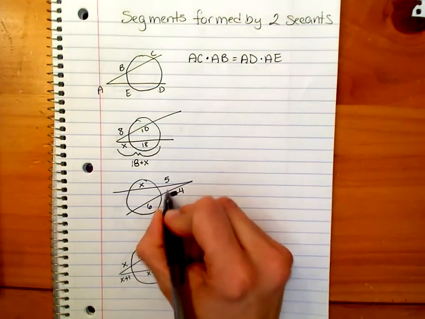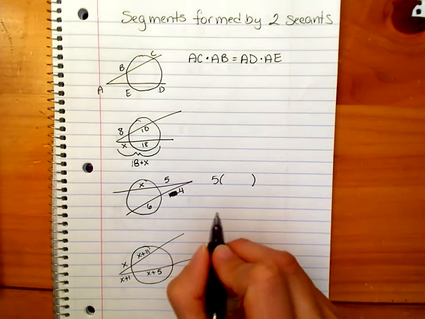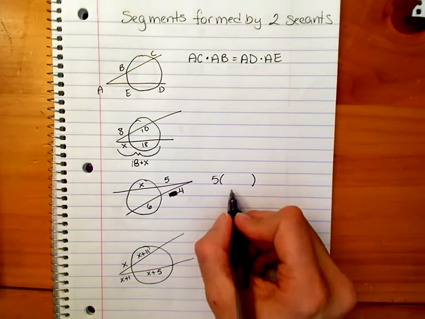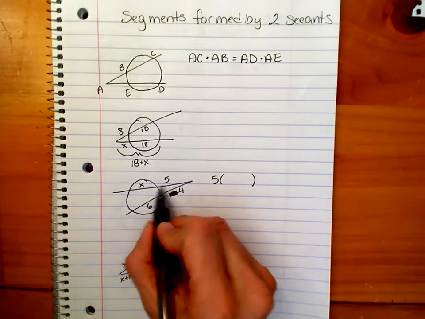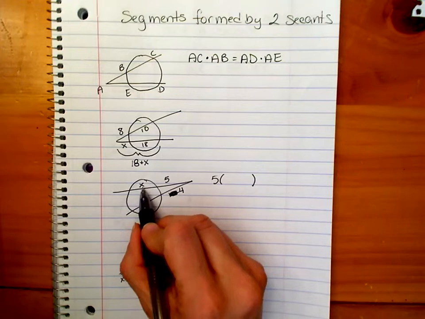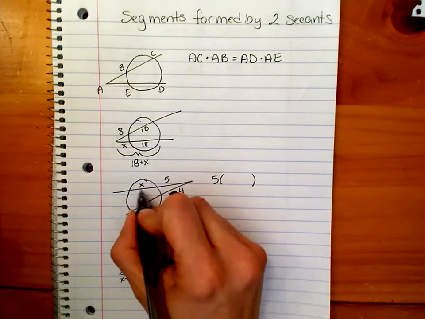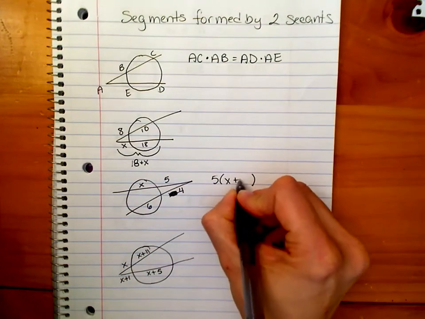So the outside part is 5. The entire thing, and this is where a lot of mistakes are made, is not 5x. A lot of people want to just multiply for some reason, but if you knew this was 2, then you would say 2 plus 5 for the whole thing. So make sure you know you have to add these together. So x plus 5 is what we have there.